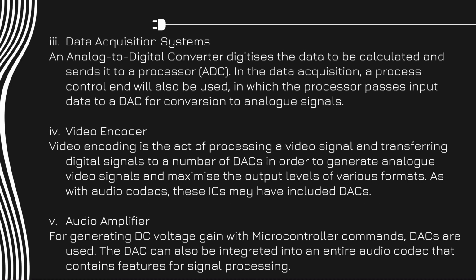Next, DAC also can be found in data acquisition system. An analog to digital converter, the ADC, digitizes the data to be calculated and sends it to a processor. In data acquisition, a process control will also be used, in which the processor passes input data to a DAC for conversion to analog signals. DAC is also used in video encoder. Video encoding is the act of processing a video signal and transferring digital signals to a number of DACs in order to generate analog video signals and maximize the output levels of various formats. As with video codecs, these ICs may have included DACs.